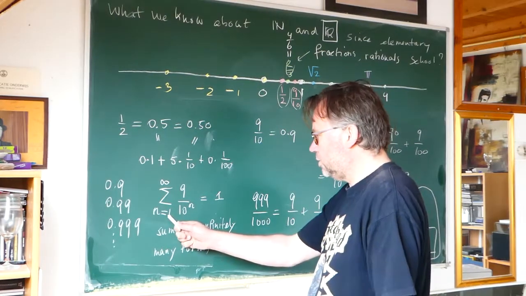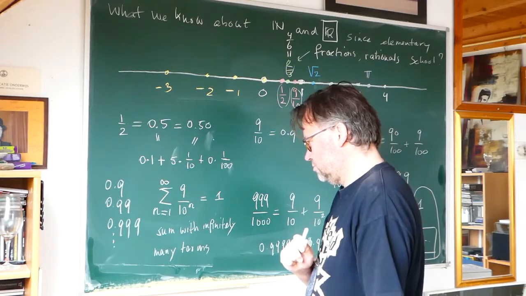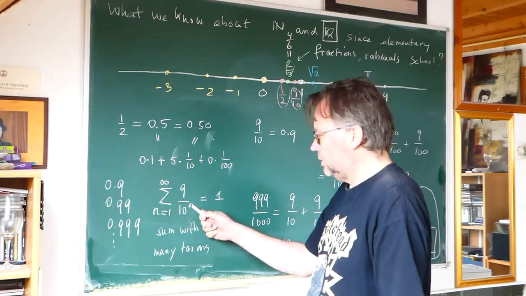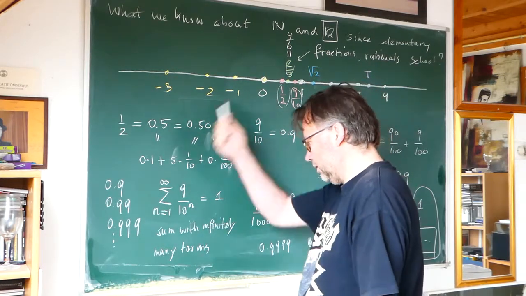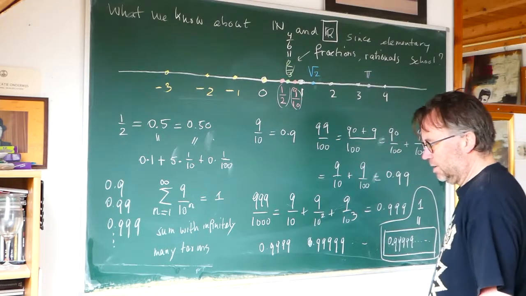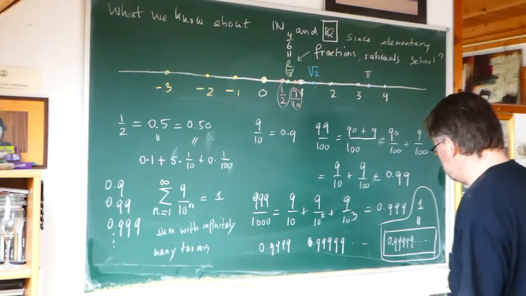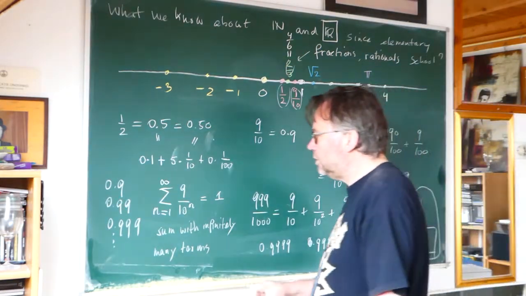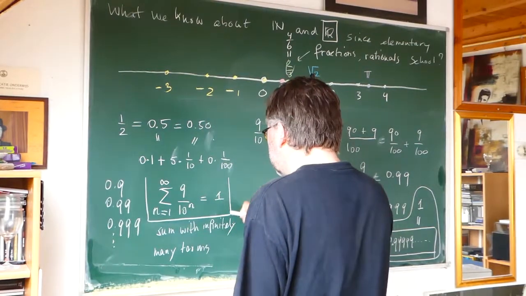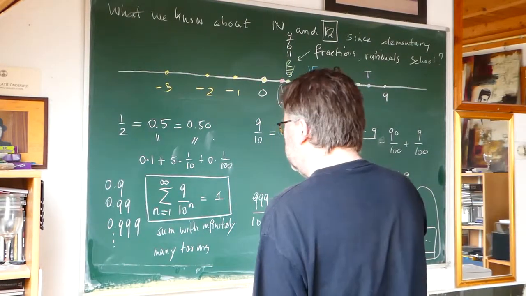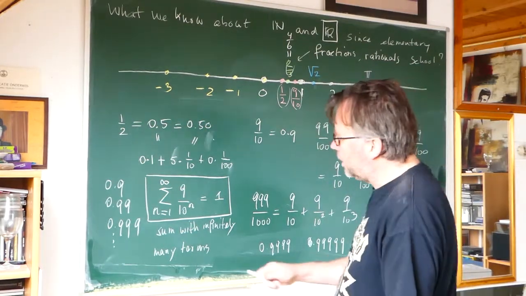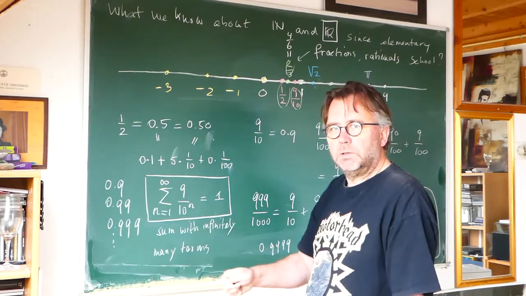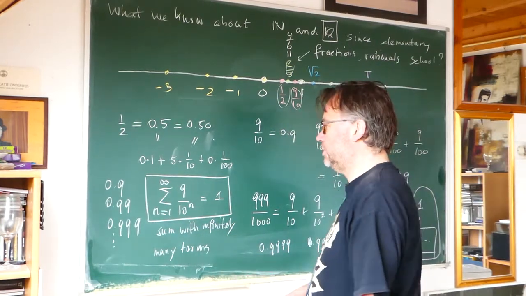I take the first one, n is 1, 9 over 10. Then the second one, 9 over 10 squared. The third one, etc. And I add and add and add. I keep adding forever. Okay, so then this statement here in mathematical terms is saying that this sum is equal to 1. And if you like, you can think of this notation as saying that first n is 1, then n is 2, then n is 3.